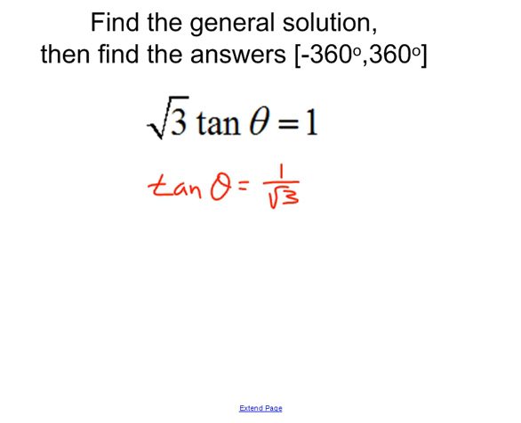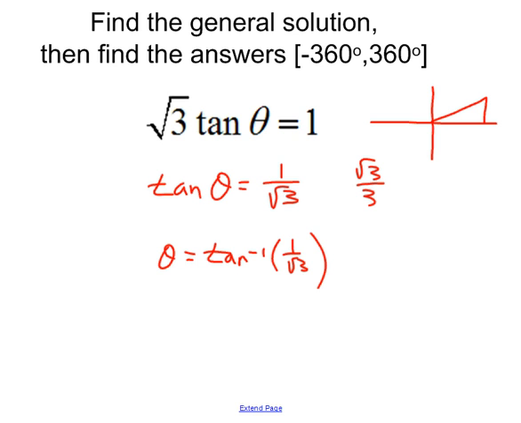Tangent of theta is 1 over root 3, which if you are using your triangles you could do, or you could think of it rationalized as root 3 over 3. Either way, you should recognize, oh, this is the 30-degree reference. And so right there, theta is tan inverse of 1 over root 3. That is one solution, and then our formula says all the other solutions are 180 degrees away. And so that right there is a general solution, and I would accept this.